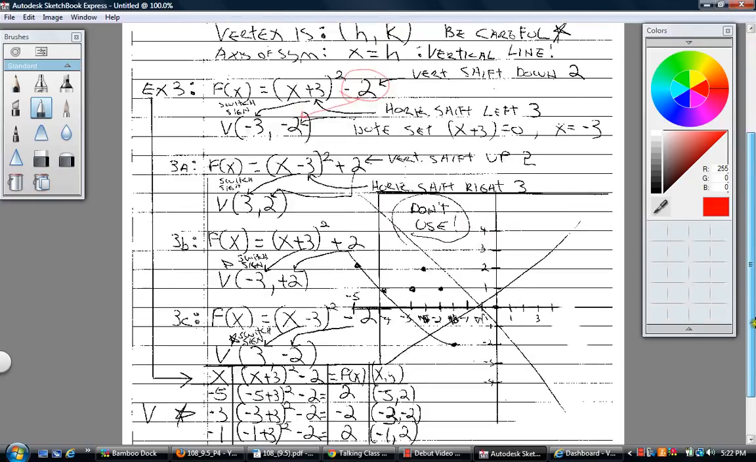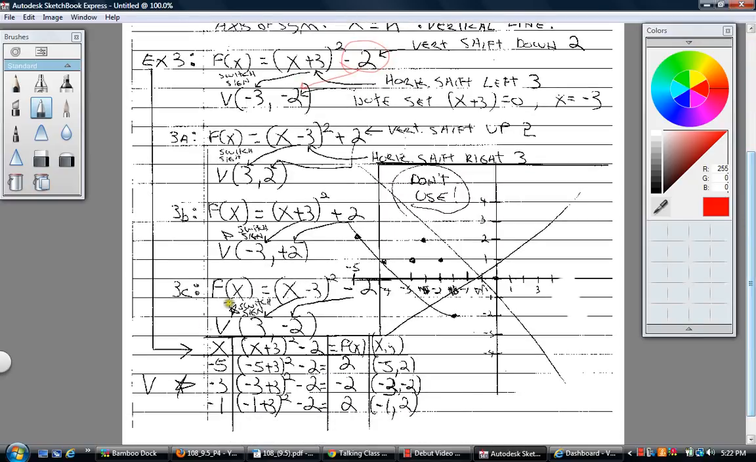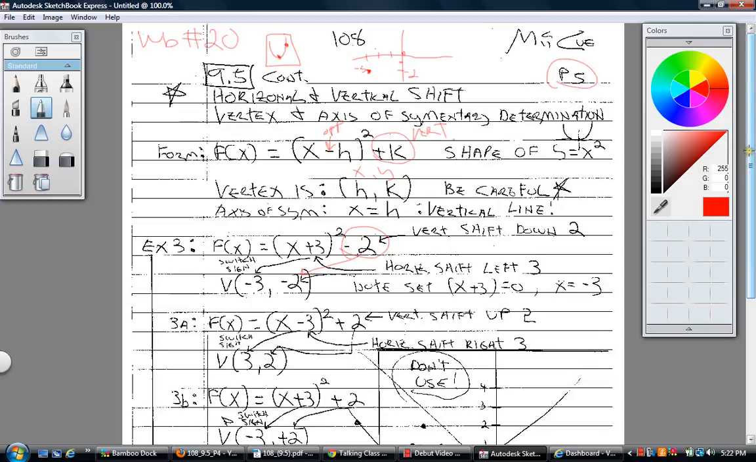Now I'm going to come down here a little bit and cheat. Pick a point down here. Vertex was at negative 3 comma negative 2. I'm going to go negative 1, and when you put negative 1 in and square it, you get negative 1 plus 3 is 2 squared, which is 4, minus 2 is 2, and so the next point is negative 1 comma 2. Then all you've got to do is come up and find negative 1 comma 2, and then you snap again.